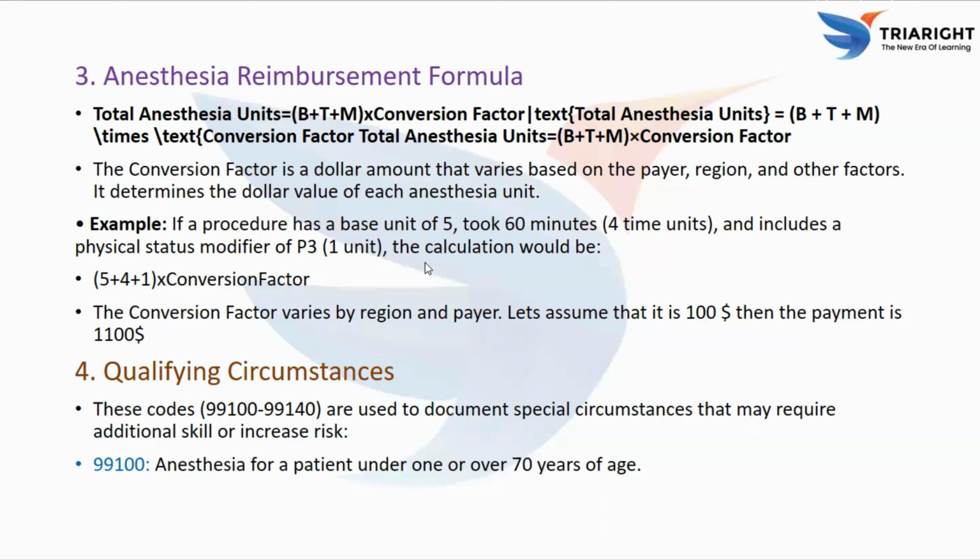So step 1, you have to add the units. Step 2, you have to apply the conversion factor. So if step 1, adding units, gives 10 units, then in step 2, you have to multiply 10 units by, for example, a conversion factor of $100 per unit. So $100 times 10, the final anesthesia payment is $1,000. So the unit tells the work done, the conversion factor tells the money converted.